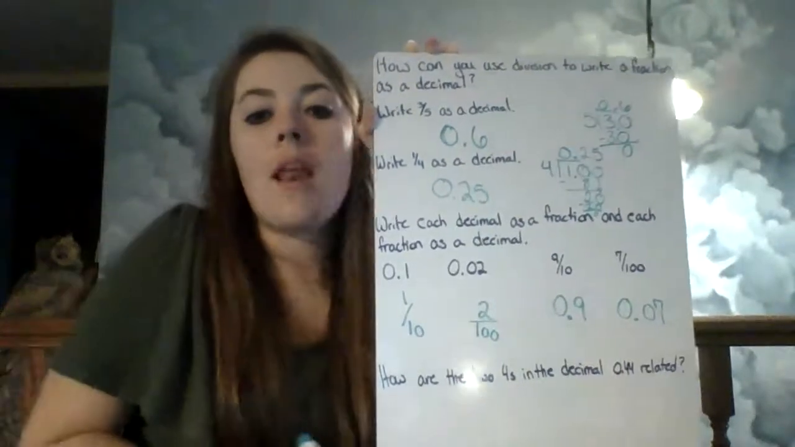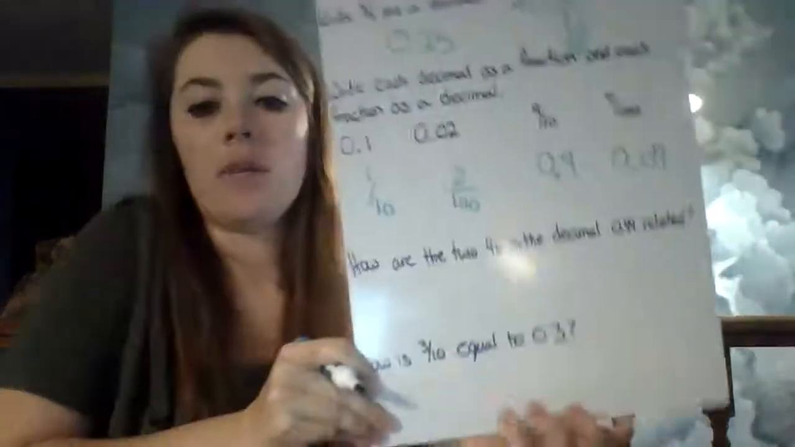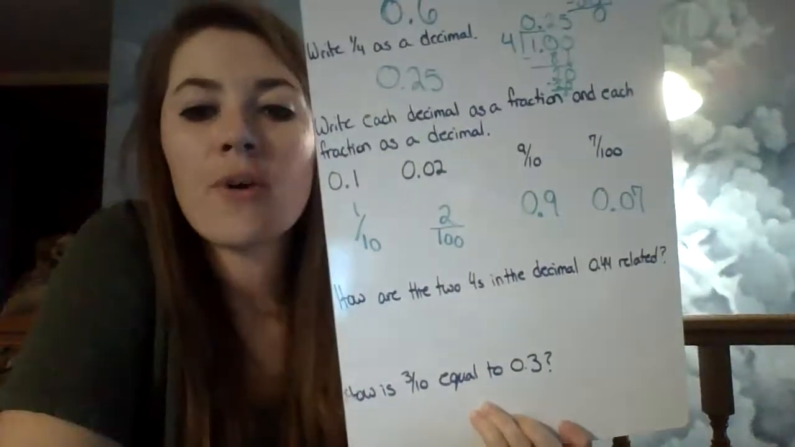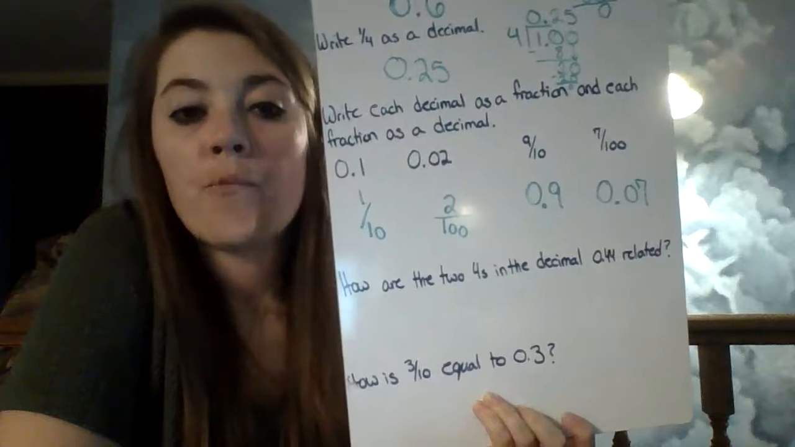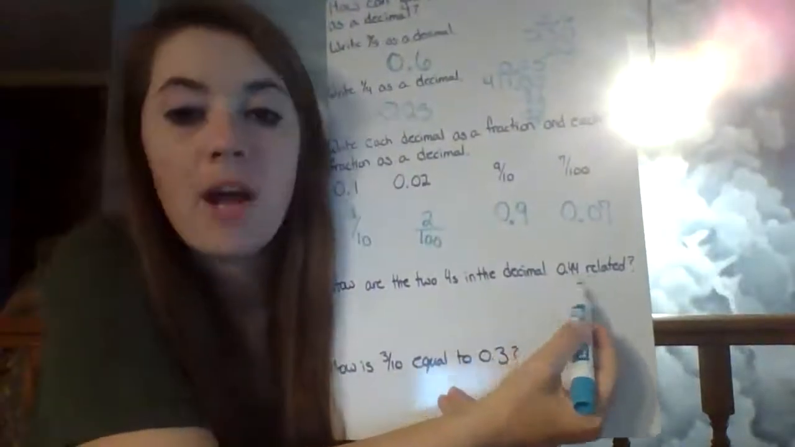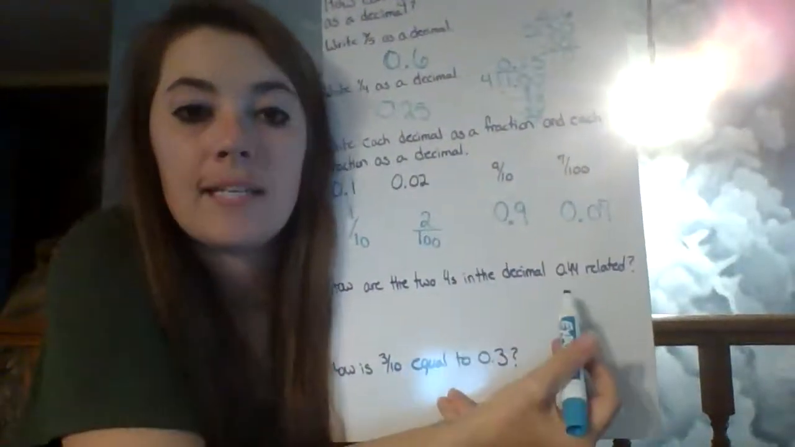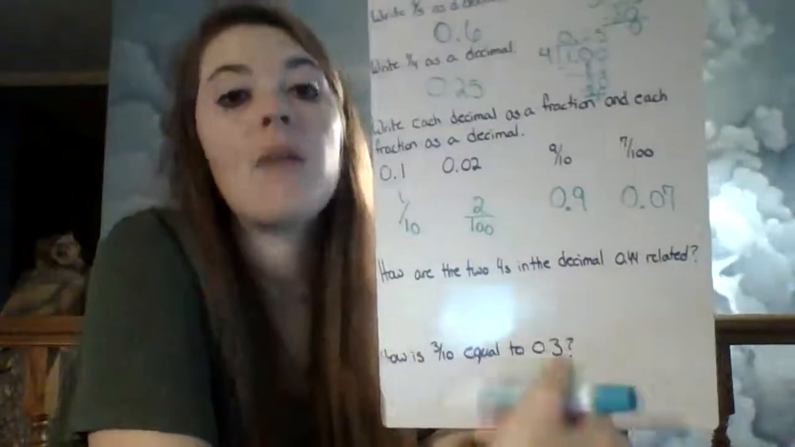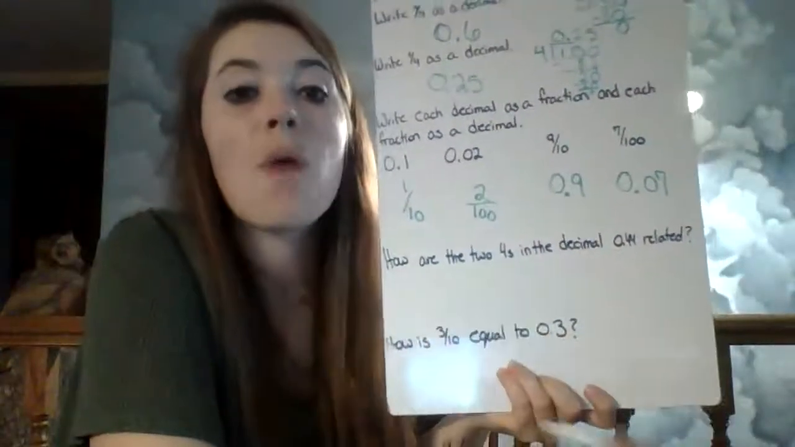All right, now, our second to last question on here. How are the two 4s in the decimal 0.44, or 44 hundredths, related? Well, if we look, how are these 4s related here? One is a tenth and one is a hundredth. So they are both a decimal place. They are both a fraction.